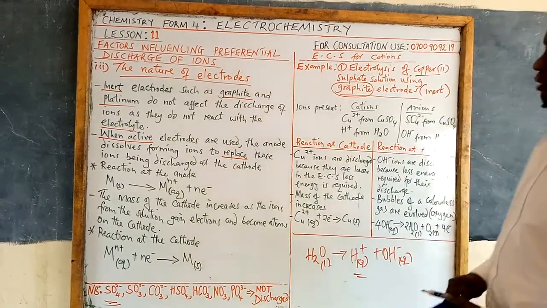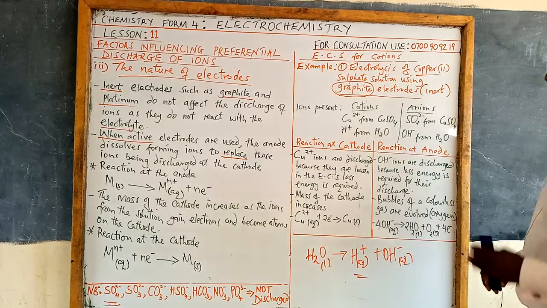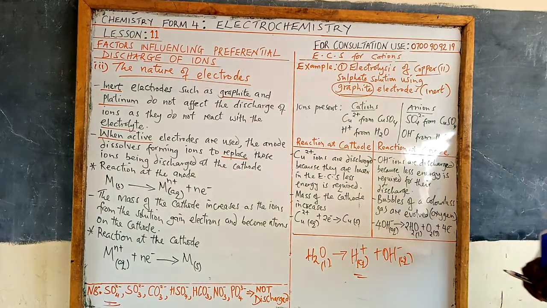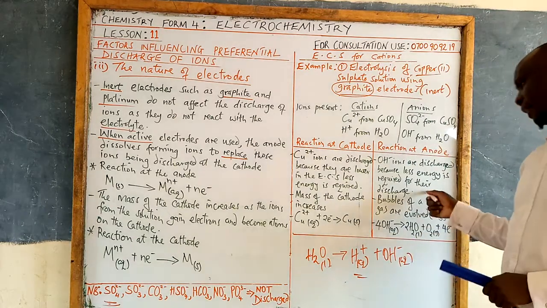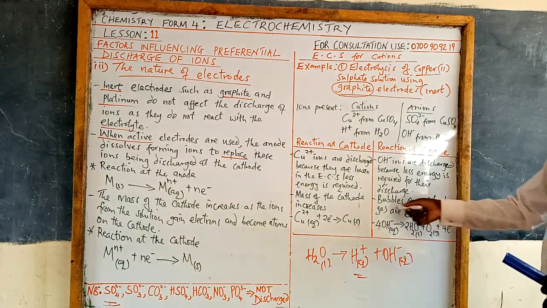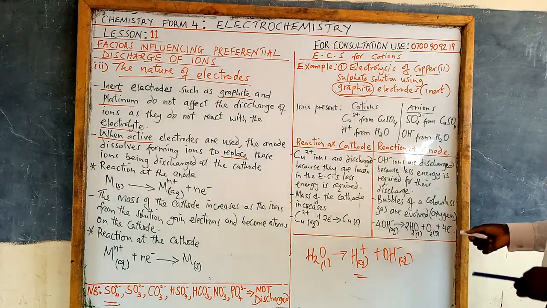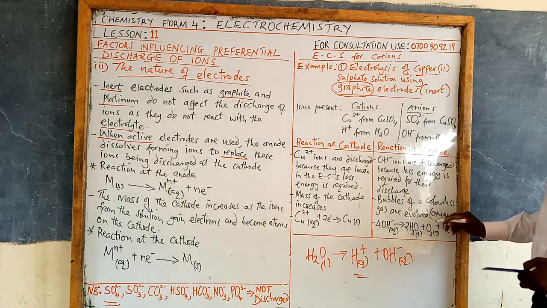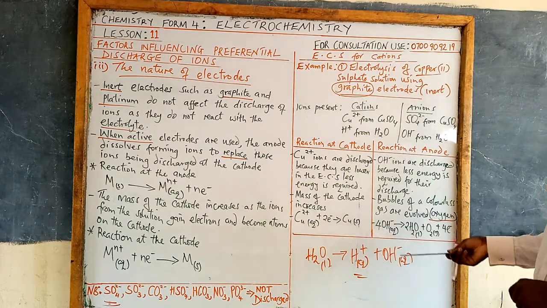So what you will observe at the anode is bubbles of a colorless gas being evolved, and the gas produced is oxygen gas from this reaction. The hydroxide ions lose electrons, forming 2 moles of water and oxygen. These are the electrons that are lost or liberated at the anode.